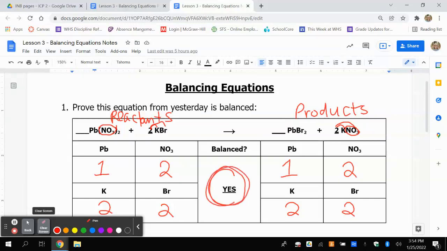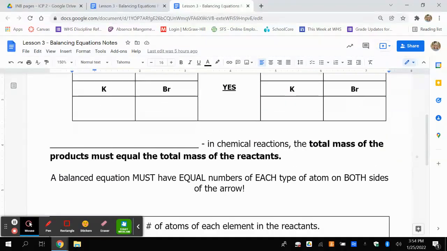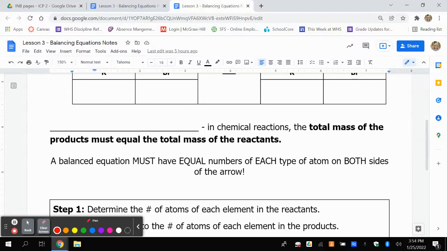And like I said before, the way we achieved that is by adding coefficients out in front. And that's what we're going to practice doing today. So if we go down, we're going to look at this next part. This idea, it says blank in chemical reactions. The total mass of the products must be equal to the total mass of the reactants. What this idea is, it is conservation of mass. So you want to fill that in there. This is our conservation of mass.